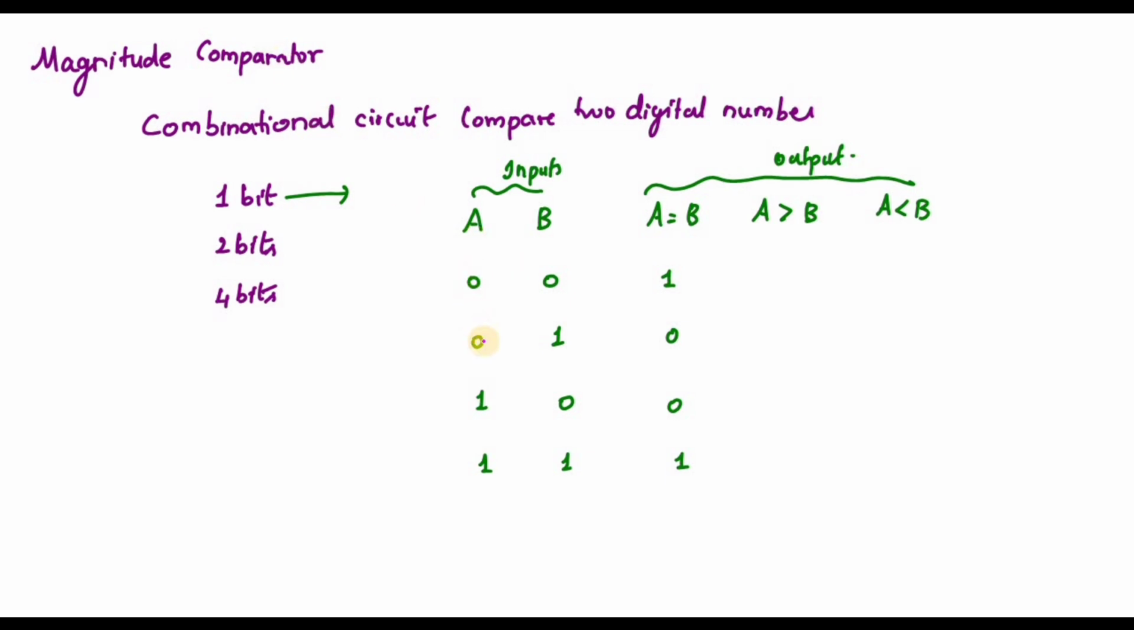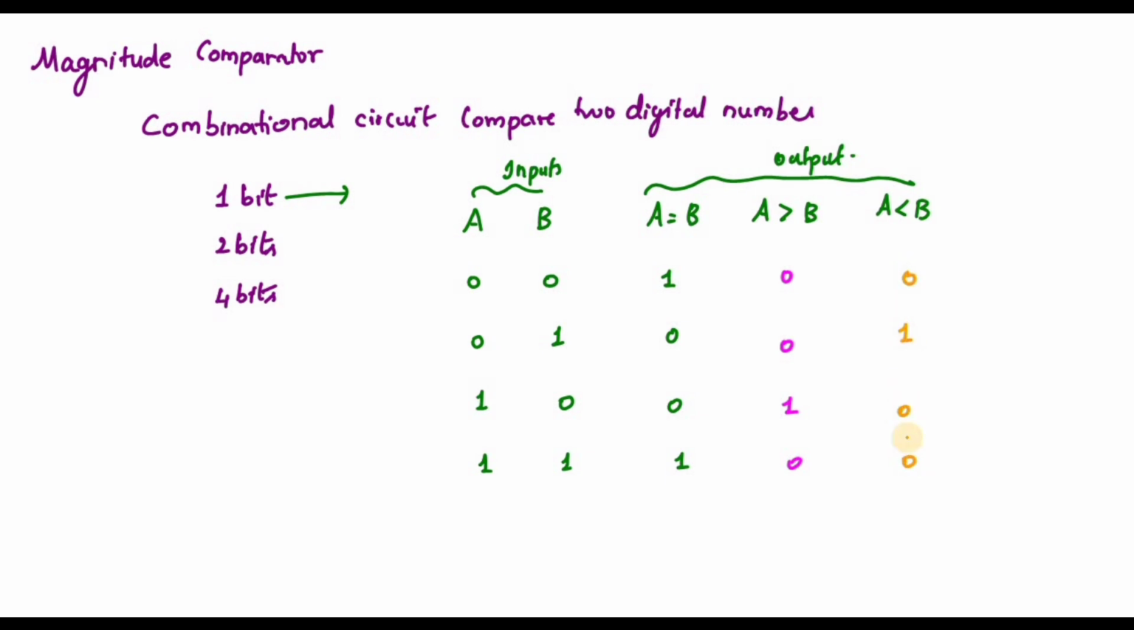Similarly, here you can see A is greater than B, because A value is 1 and B value is 0. So this is 1, the rest of the values are 0 0. Similarly, here the B value is 1 compared to A, so A is less, so this is 1 and the rest of the values are 0.